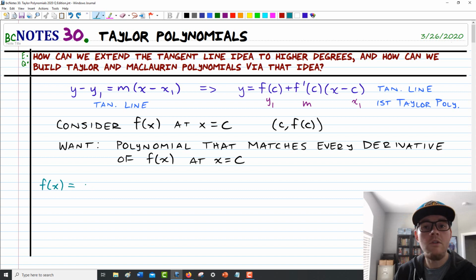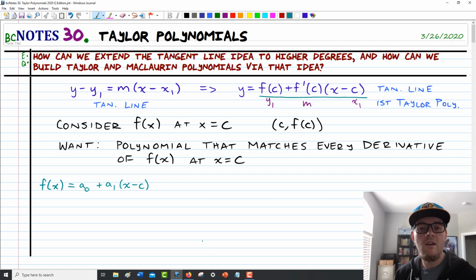So what I'm going to do instead is start by writing out a general polynomial that has a constant of a sub 0. I'm going to use little subscripts to indicate which degree term I'm looking at. Then we'll have a first degree coefficient times x minus c. And if you're not sure why I have that x minus c, it's to center it at c, to make sure when we plug in c, we just get a sub 0. But there it is. I'm just kind of using that tangent line. Like right now, in fact, it is a tangent line.